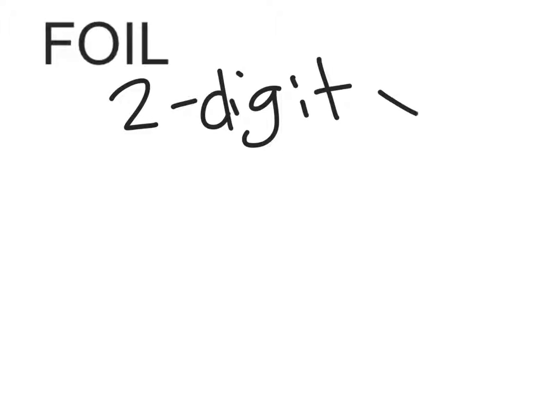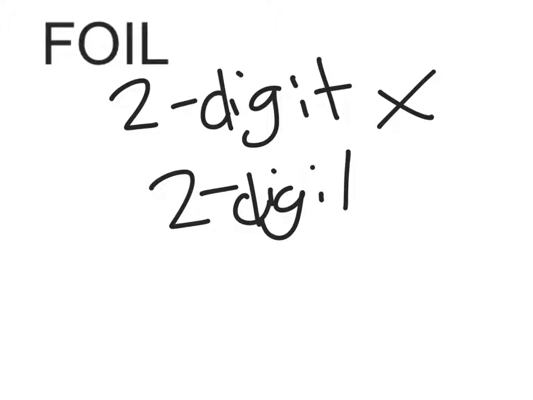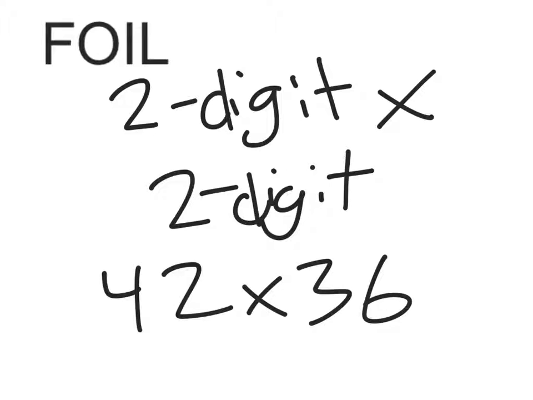In this video, you are going to learn the FOIL strategy for multiplication. We use the FOIL strategy anytime that we have a two-digit number to multiply by another two-digit number. So for example, 42 times 36. So let's learn this strategy and why it's called FOIL.